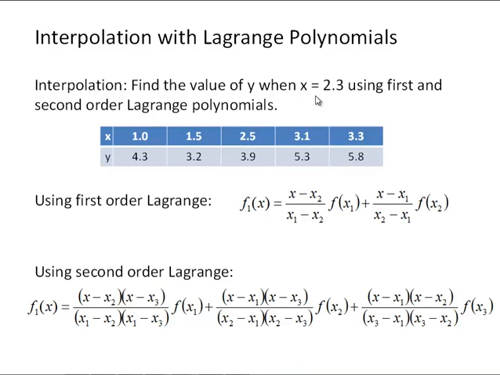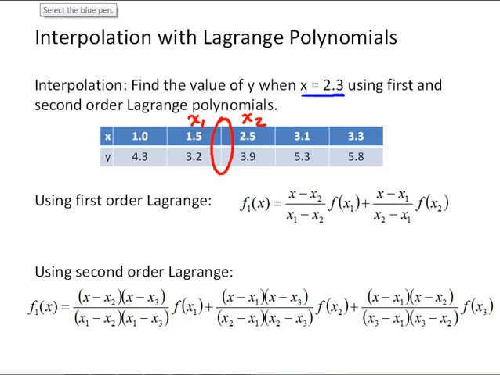So let's look at how we can use Lagrange polynomials for interpolation. So here's some data, and we're going to find the value of y when x equals 2.3 using first and second order Lagrange polynomials. So first we have to see where we are interpolating in this data, and we'll find x equals 2.3 falls right here in between 1.5 and 2.5. So for our first order Lagrange, we'll make sure that our points x1 and x2 bracket the point where we're interpolating. So we will call this x1 and that x2 as 2.5.